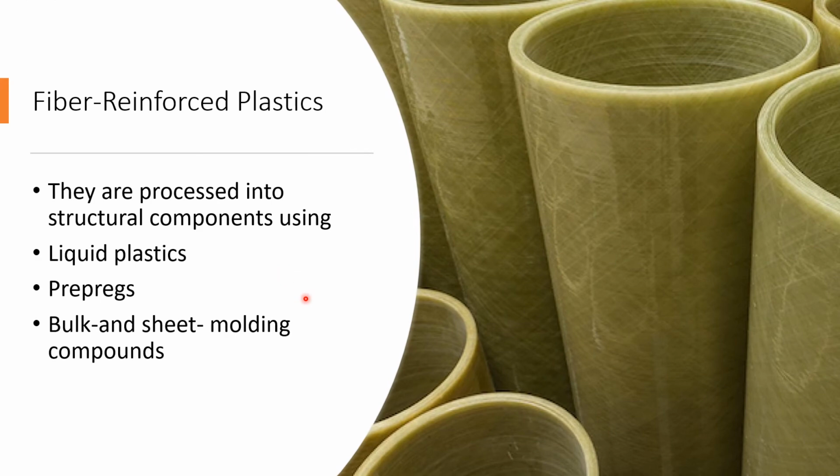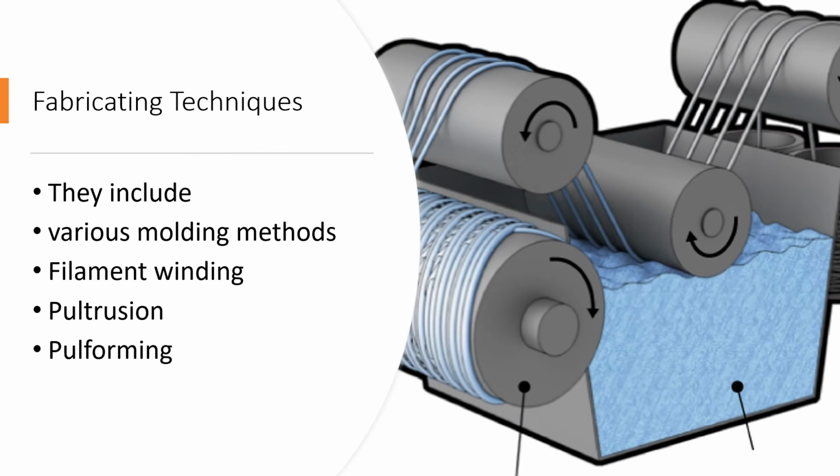Okay, so if you want to use fiber reinforced plastics, then we have to use it in the form of liquid, also as prepregs and also bulk molding or sheet molding compounds, so we can process them into structural components. Alright, so fabricating techniques: you can use filament winding, which is just a molding method. You can also use pultrusion, and you can use preforming.